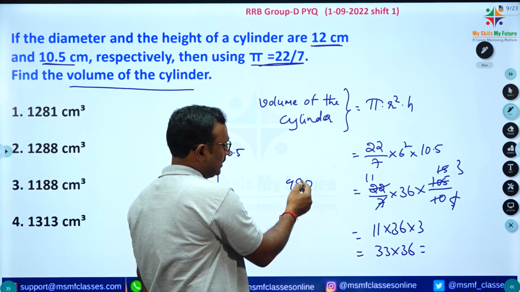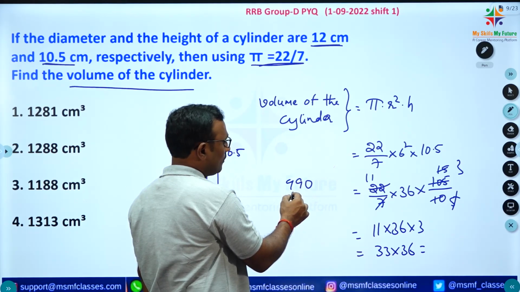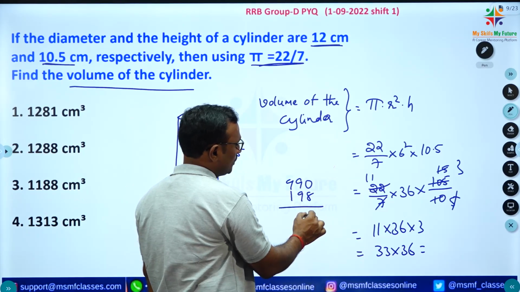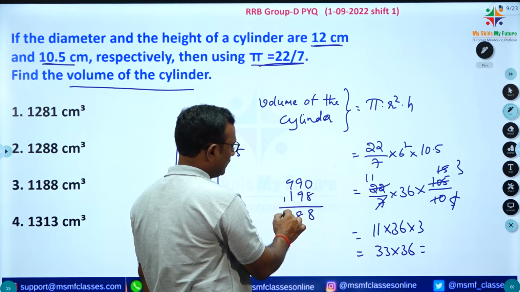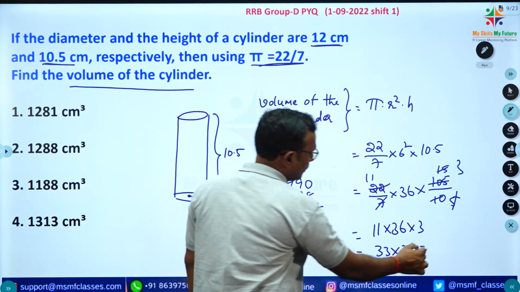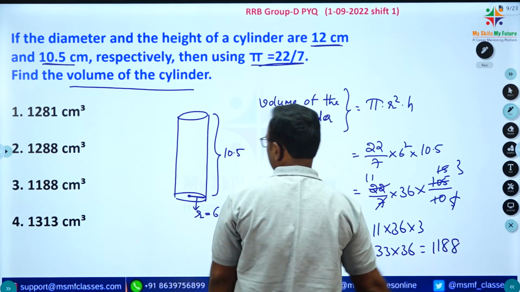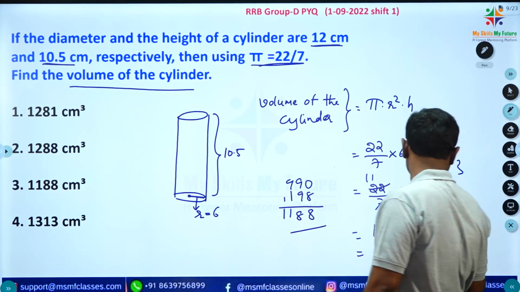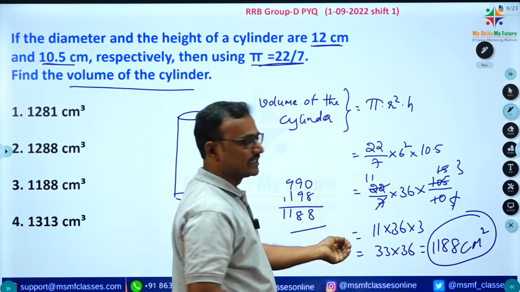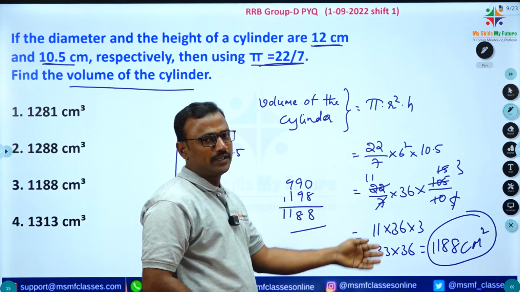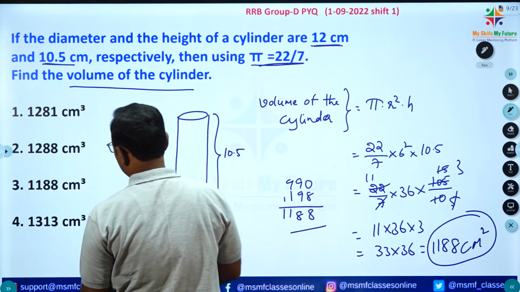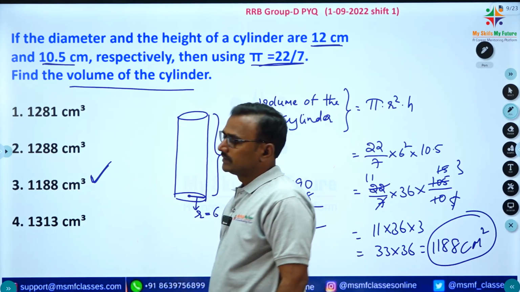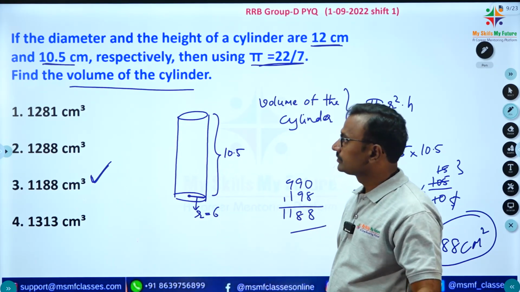990 plus 198 gives 1188 centimeter cube. Or you can directly write 33 square plus 33 into 3. So we get the value 1188. So option 3 is correct.